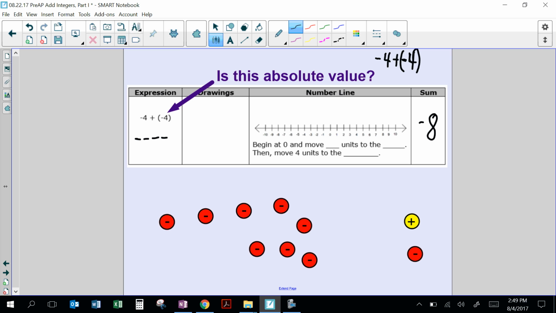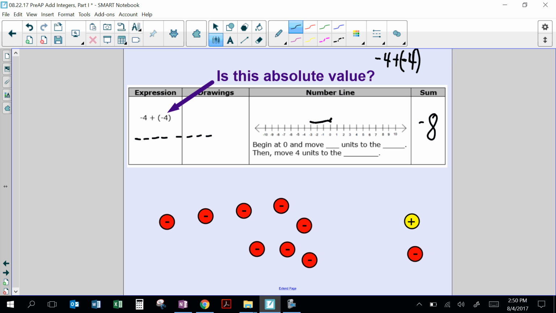I add 4 more negatives to this picture. Do you see anything cancel out? No. So let's use our number line. We begin at 0. So we're here at 0. Negative 4. Would negative be to the left or to the right on the number line? It is to the left.